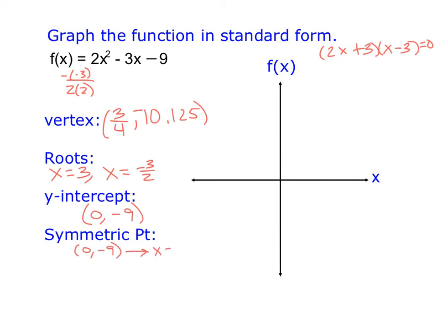And then my symmetric point, remember, we're going to take (0, -9) and reflect it over the line x equals 3 over 4. What ends up happening is we basically double the x value. So 3 over 4 doubled is 6 over 4, right? Which ends up being 3 over 2. So 3 over 2, comma, negative 9.